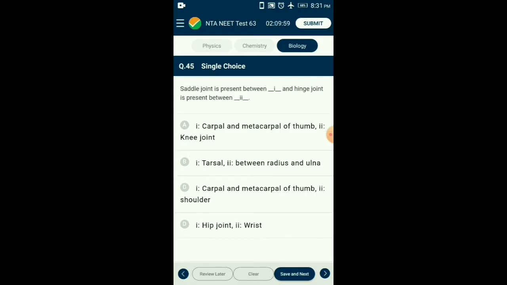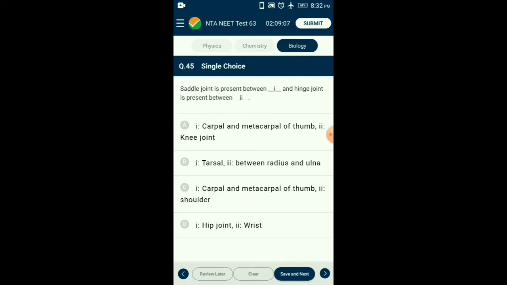Question number 45. Saddle joint is present between dash and hinge joint is present between dash. Saddle joint is a synovial joint where one of the bones forming the joint is shaped like a saddle with the other bone resting on it like a rider on a horse. Example, carpometacarpal joint of the thumb. Hinge joint is a joint between two bones such that it allows movement along one axis only. For example, ankle, elbow, knee and interphalangeal joints.